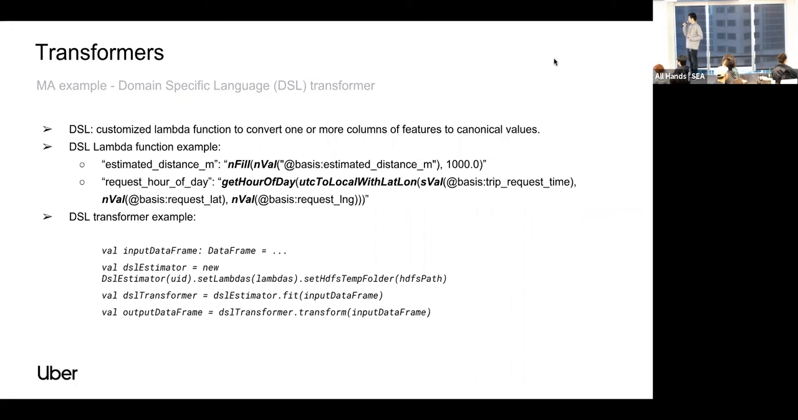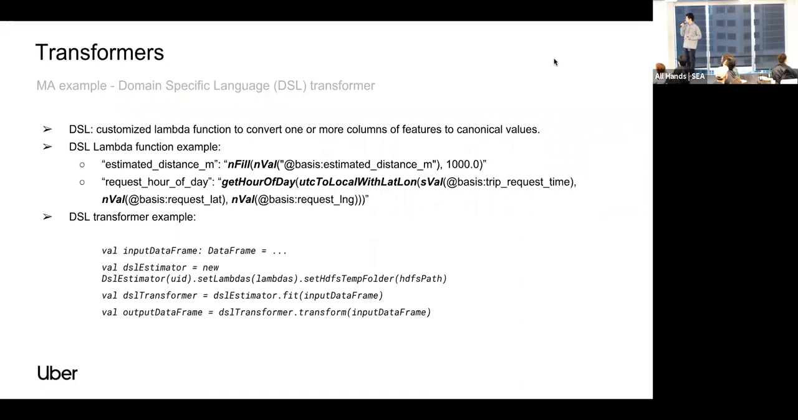In case the value is missing, we'll just fill with some default value. In this case, I'll just show the default value is 1,000. But it can be more complex. You can specify, okay, I want to fill with some mean value in the training data set. That's also doable.